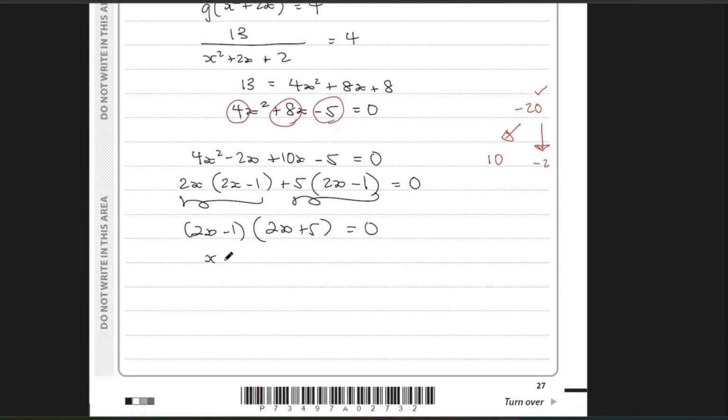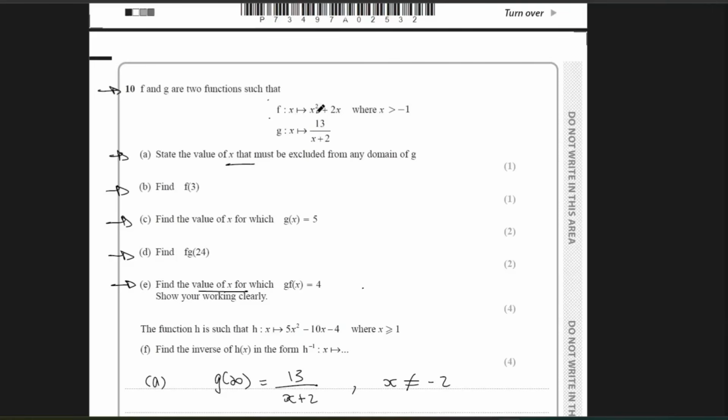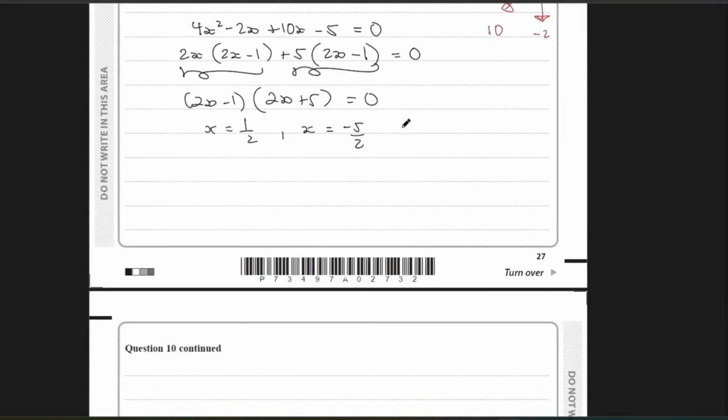So that means x can be half, or x can be equal to minus 5 over 2. Let's check the functions again, whether negative values are acceptable. The function of x says that x has to be greater than minus 1. x less than minus 1 is not possible. So because of that, we'll have to reject the second answer. x equals minus 5 over 2 is rejected because this is less than minus 1. It's minus 2.5. So the only answer is x equals half.